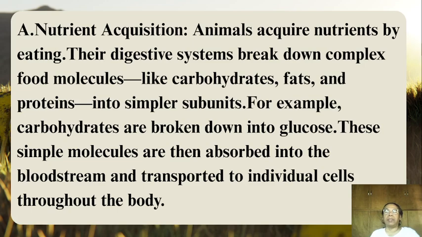Their digestive systems break down complex food molecules like carbohydrates, fats, and proteins into simpler subunits. For example, carbohydrates are broken down into glucose. These simple molecules are then absorbed into the bloodstream and transported to individual cells throughout the body.